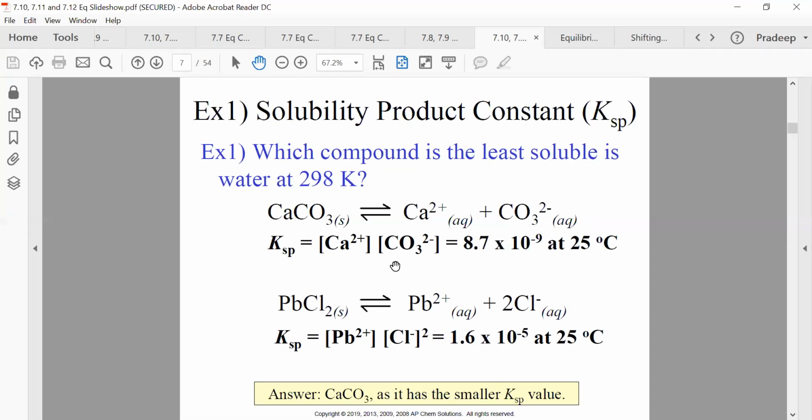So this is something you need to remember. The KSP value tells you the ability of a particular substance to dissolve in water. The higher it is, the better solubility it has. Okay, everyone?